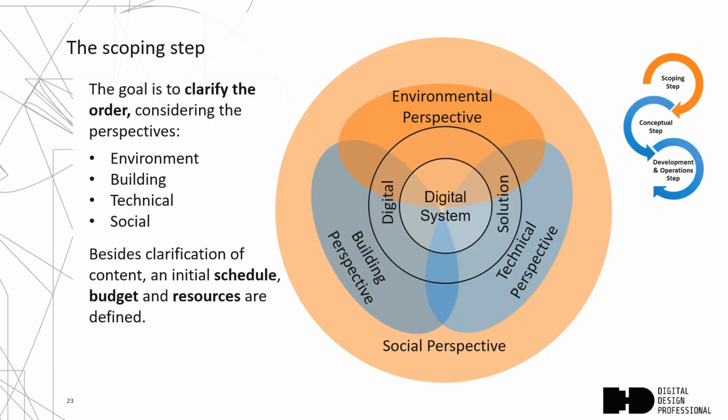And now, when we go further into the steps, in the scoping step, it's very important that you get a complete overview of what you want to do. And here we define four different perspectives that we consider important. The first perspective is the environment. Where is the digital system and the digital solution operating? Who are the people? Who are the customers? Who are the users? The second important perspective is the building process. How is the digital solution realized? This is something that is often underestimated in terms of complexity.